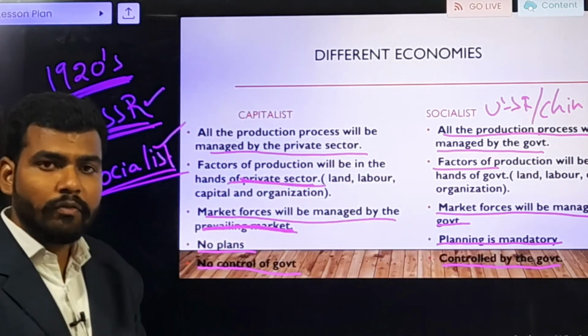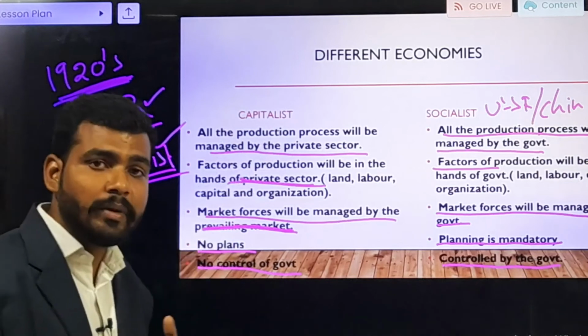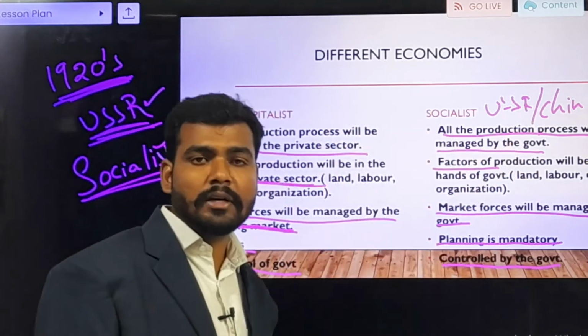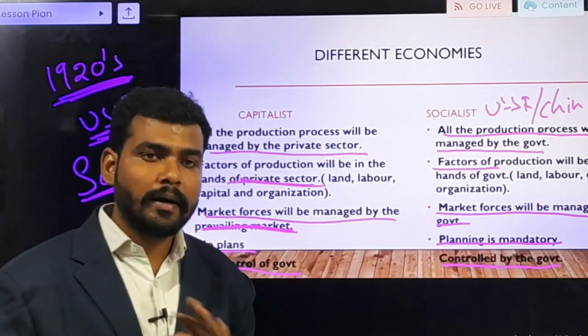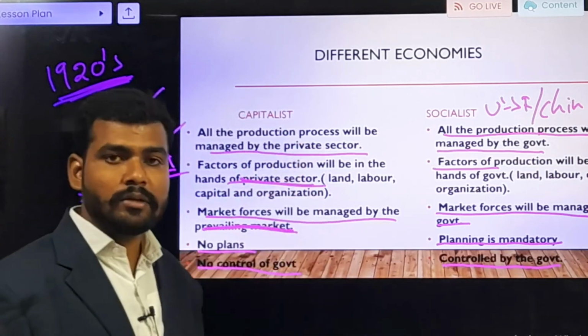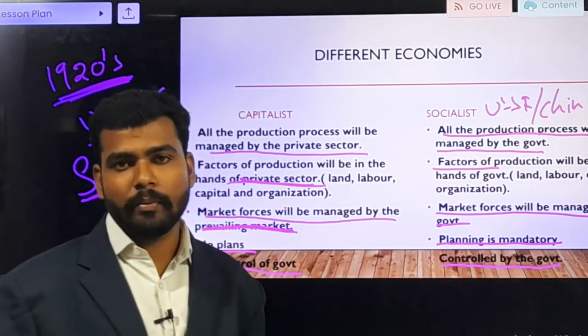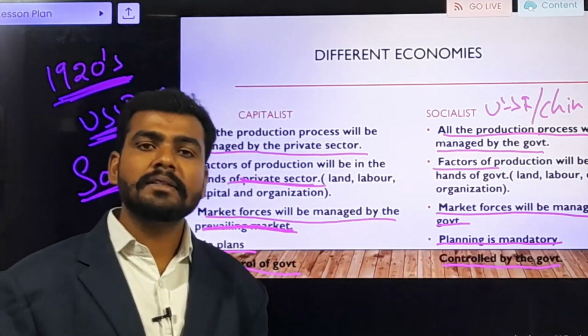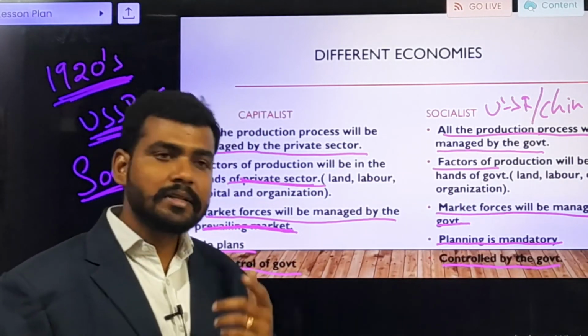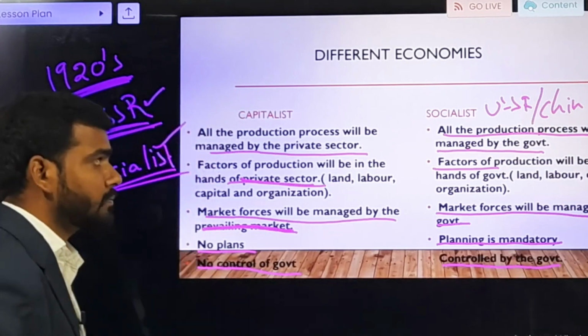So India is part of what? Is India part of capitalist economy or India is part of socialist economy? India is not part of capitalist and India is not part of socialist also. India has a different pattern of economic system which we call as mixed economic system. మిక్స్డ్ ఎకనామిక్ సిస్టమ్ ఏమేమి ఉంటాయి చూడండి.